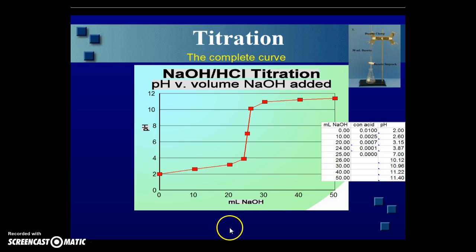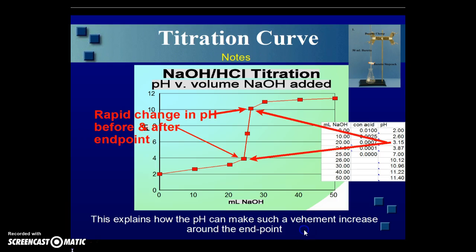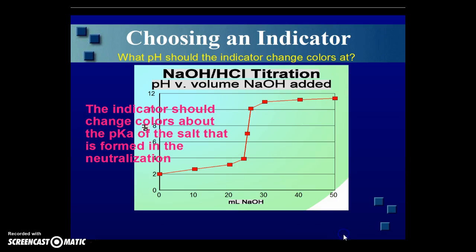This is a graph of what we just saw, connecting the dots, of course. This function is irregular, so that's how we did this. There is a rapid change in pH before and after the end point, as you can see here, going from 3.15 to 3.87 to 7 to 10.12. This explains how the pH can make such a huge increase in the vicinity of the end point, going from about a 3 to a 10 in just 2 milliliters.